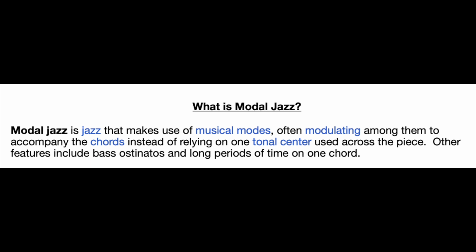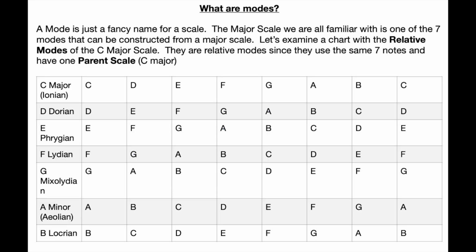So the next thing that we need to look at is the modes themselves. A mode is just a fancy name for a scale. What we're going to do here is look at the relative modes of the major scale. Let me explain what those are. Let's say we have a C major scale. We all know C to C, no accidentals. Just C, D, E, F, G, A, B, C, back and forth.